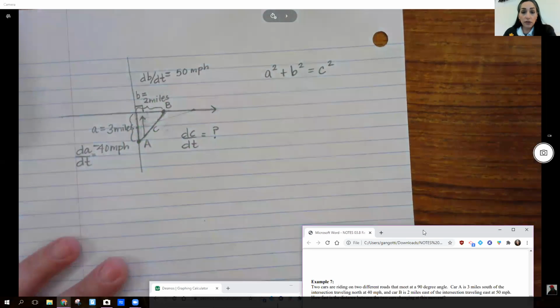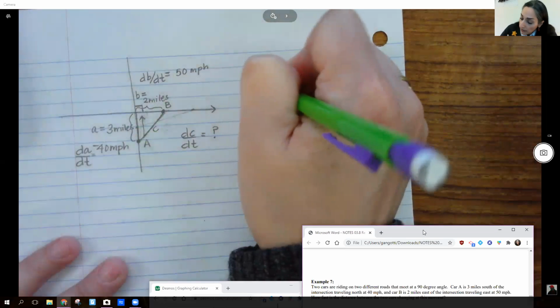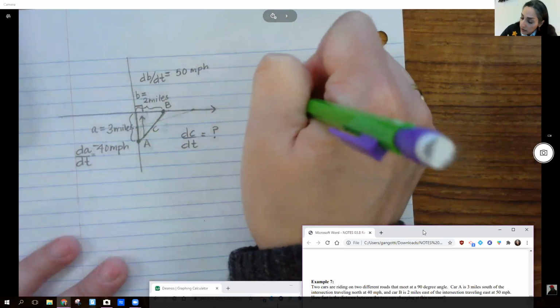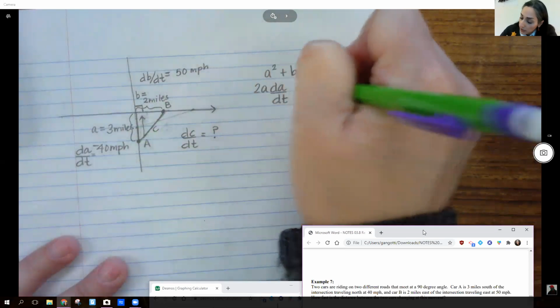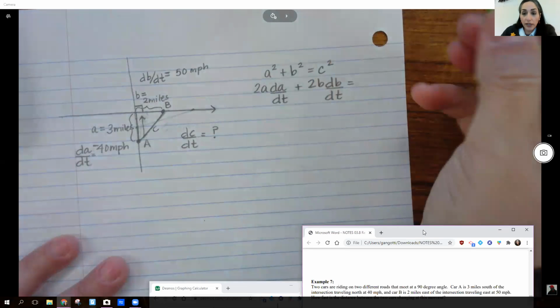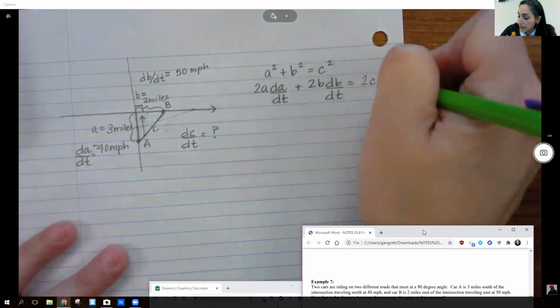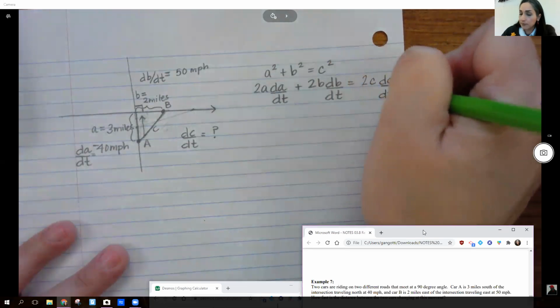So we're going to take the derivative implicitly. So 2a dA dt plus 2b dB dt equals, don't forget to do the derivative on the other side also, 2c dC dt, okay?